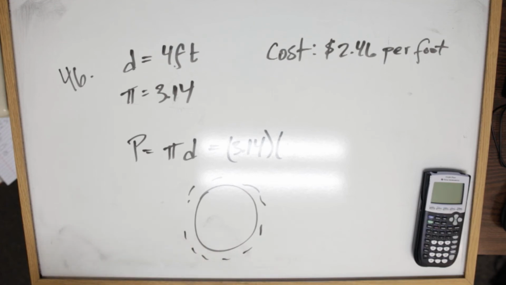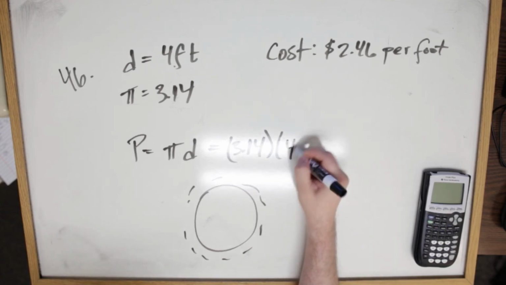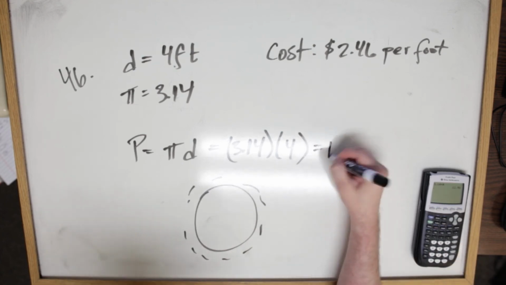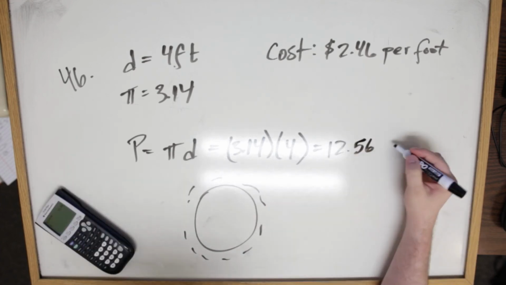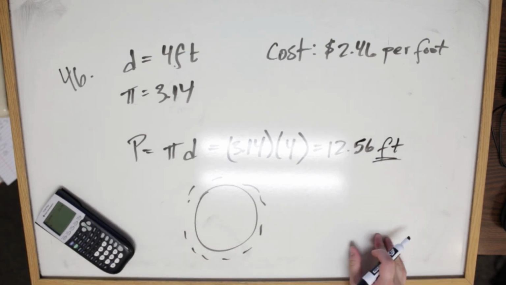for installing circular systems. All right, so 3.14 times 4 feet is, let's go ahead and punch it in. 3.14 times 4, and we get 12.56 feet. Remember to label your stuff. All right, we're not done yet.